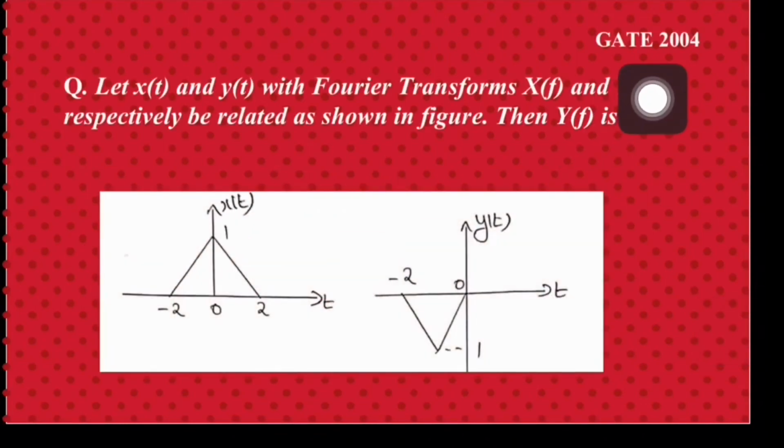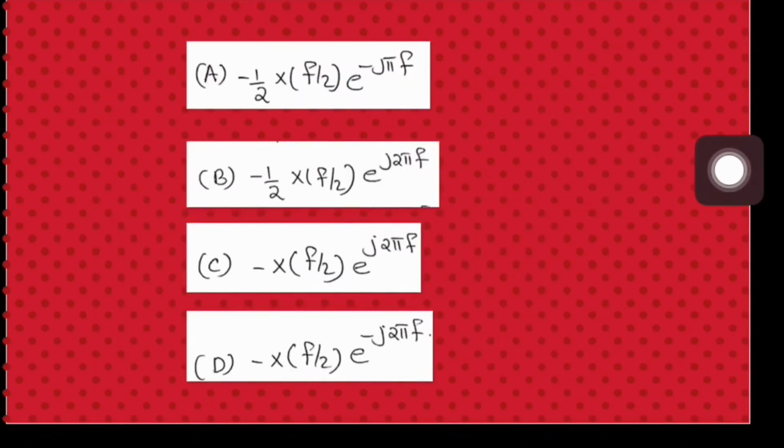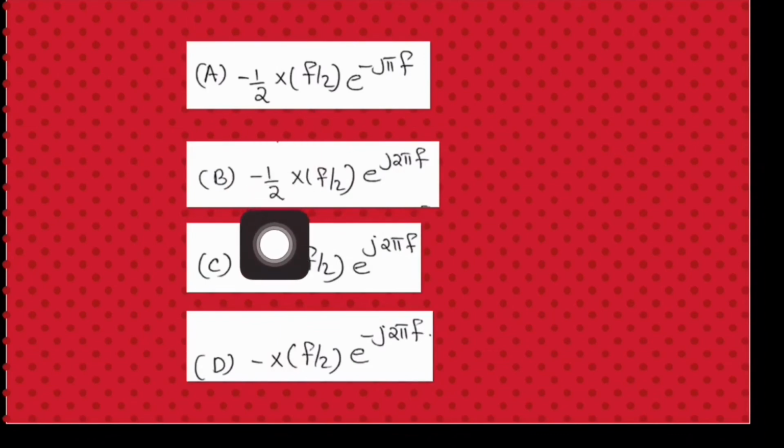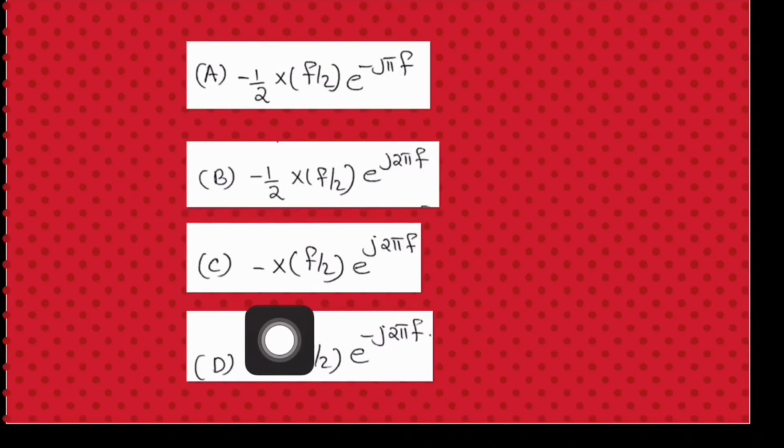It's from GATE 2004. Let x of t and y of t, with the Fourier transforms X of f and Y of f respectively, be related as shown in the figure. Then Y of f is: 4 options are given. Option A, minus 1 by 2 X of f by 2 e raised to minus j pi f. Option B, minus 1 by 2 X of f by 2 e raised to j 2 pi f. Option C, minus X of f by 2 e raised to j 2 pi f. And option D, minus X of f by 2 e raised to minus j 2 pi f.